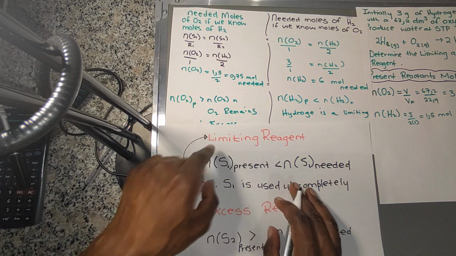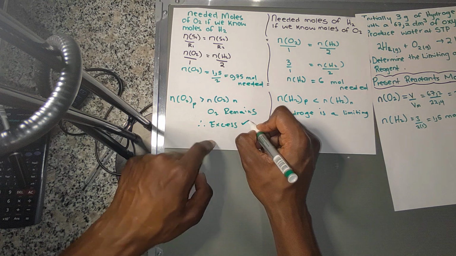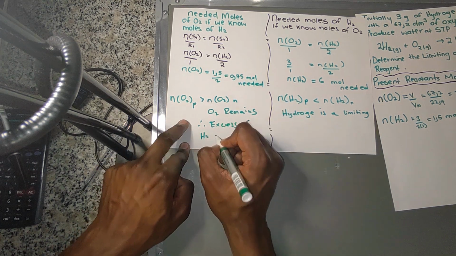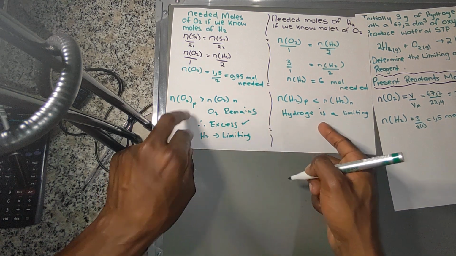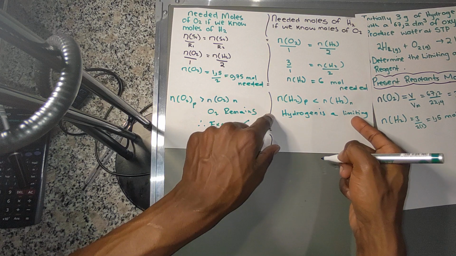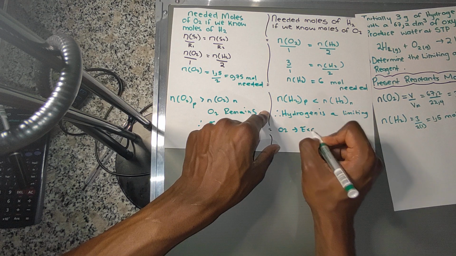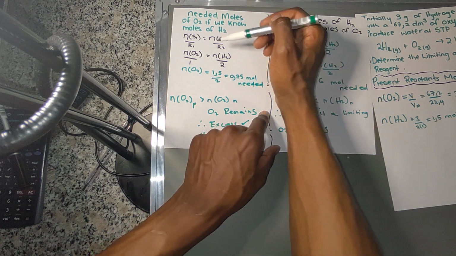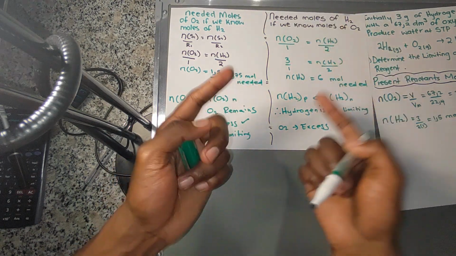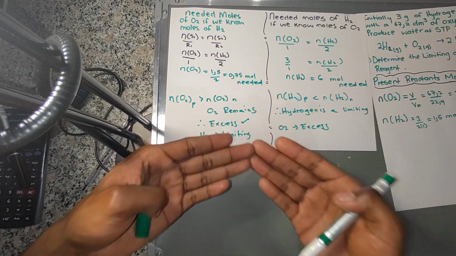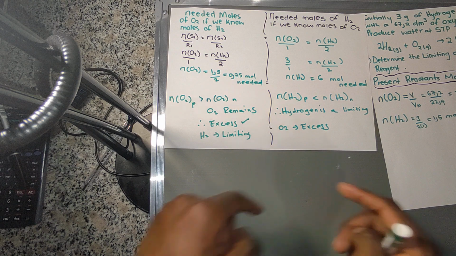Okay, but let me just summarize it like this. Once you prove one to be the excess, that means the other one becomes the limiting. Here, if you prove that hydrogen is limiting, that means oxygen will become the excess reagent. So you can do a calculation for either oxygen or hydrogen, one of the reactants, but both of them should come to the same conclusion, that one substance is the limiting and the other is the excess reagent.